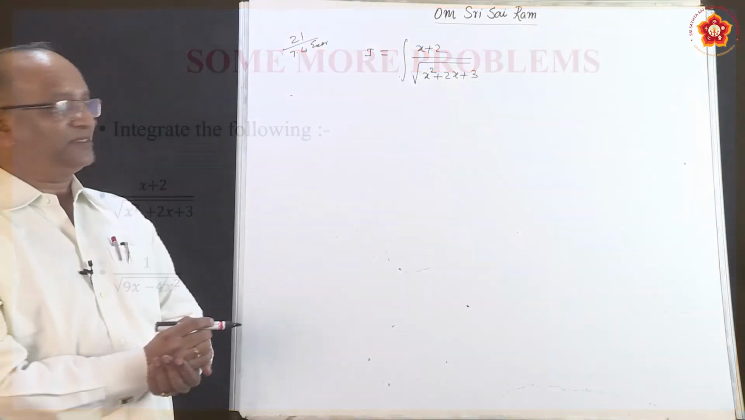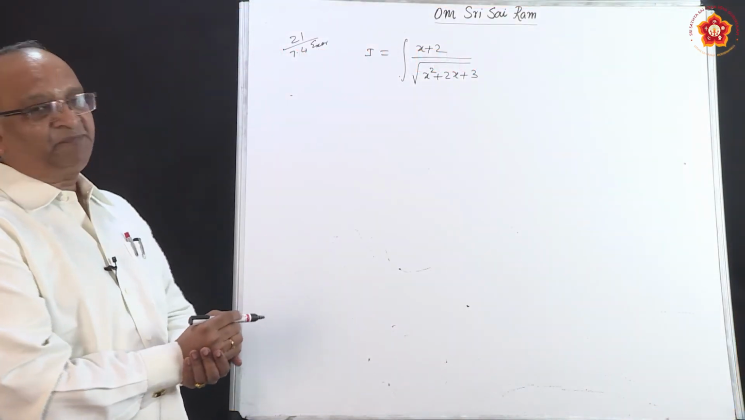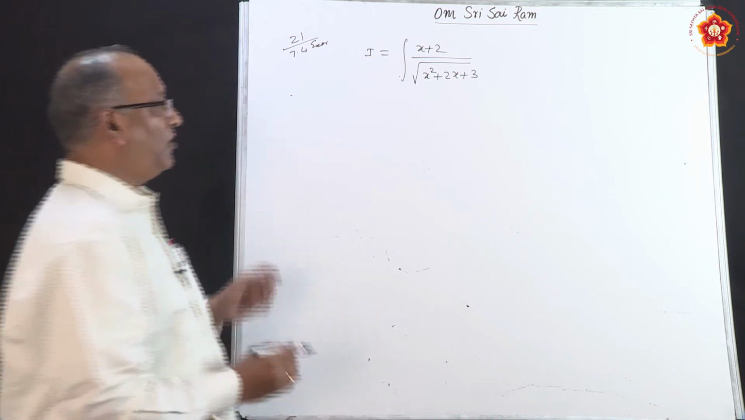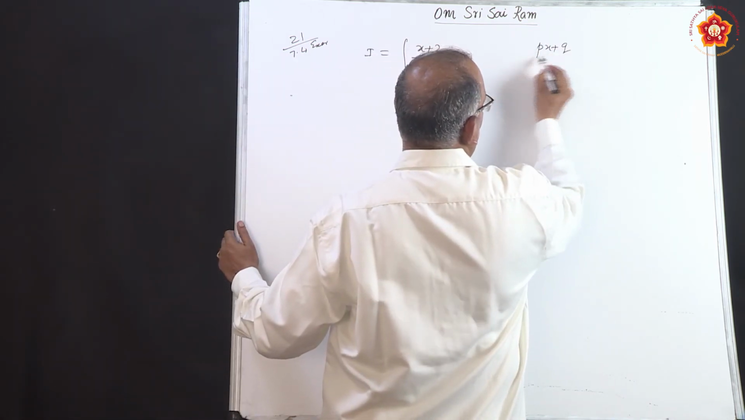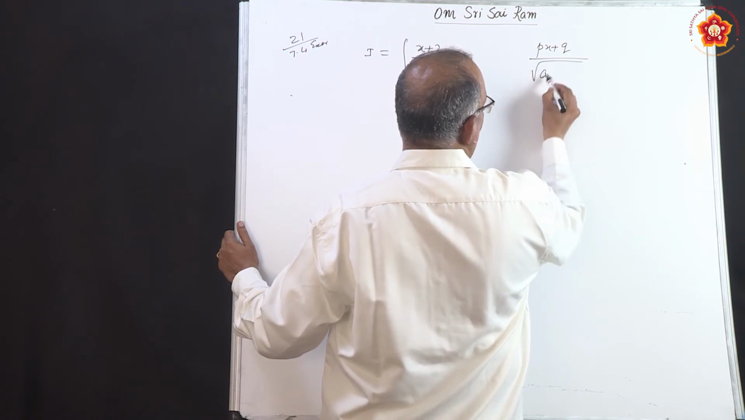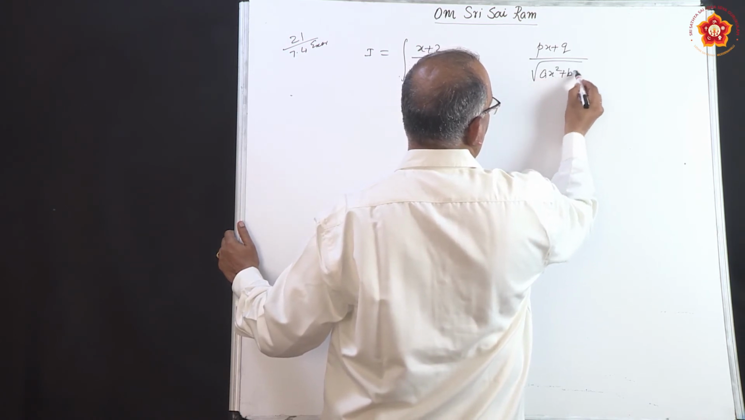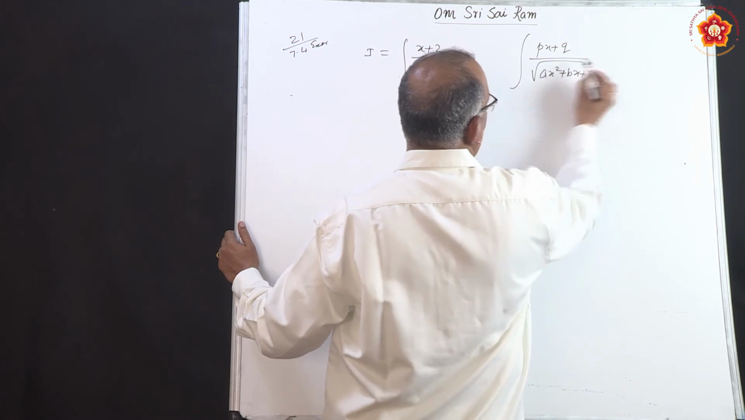First let us take up this. This particular problem is in the form, this is called in the form px plus q upon under root of ax square plus bx plus c integral.